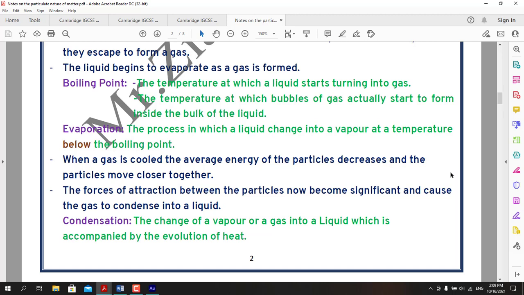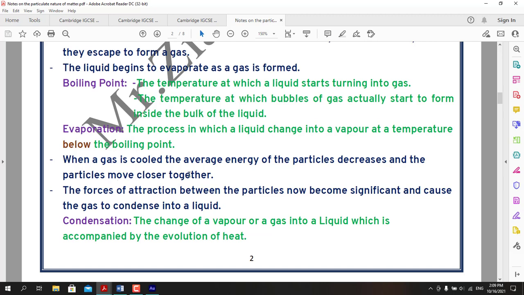Okay, so now we have a solid turned into a liquid and a liquid turned into a gas. Now we want to reverse this process. So we start with a gas. Now we want to turn that gas into a liquid. When a gas is cooled, the average energy of the particles decreases and the particles move closer together.